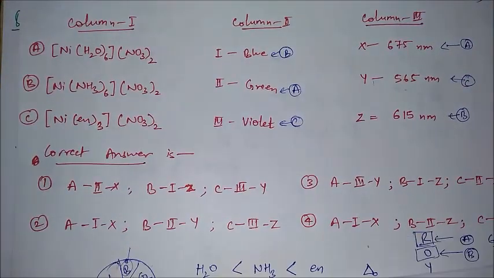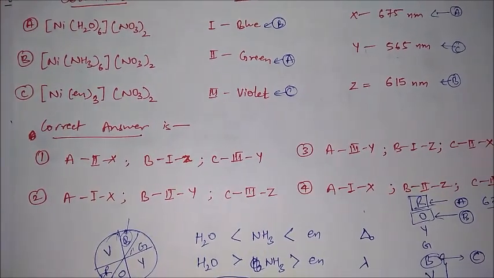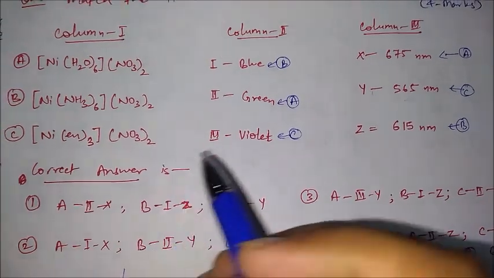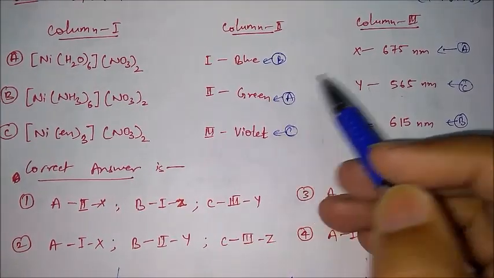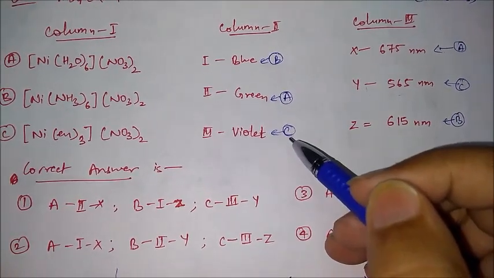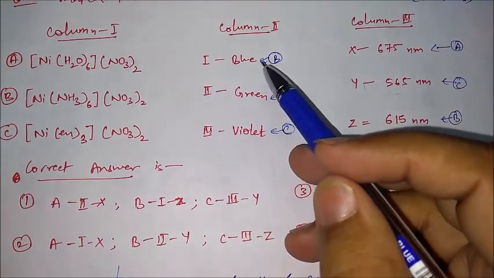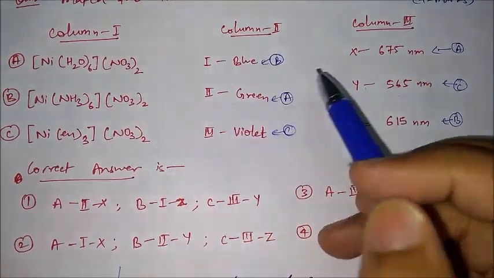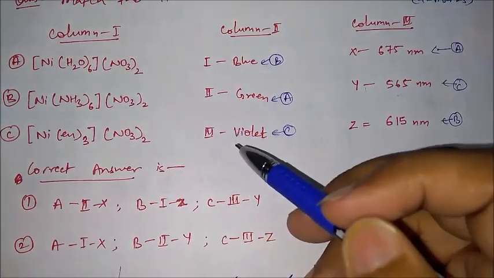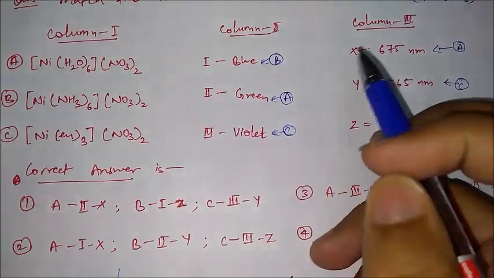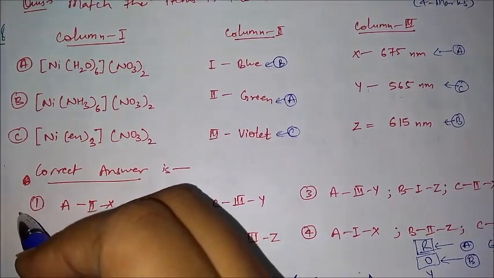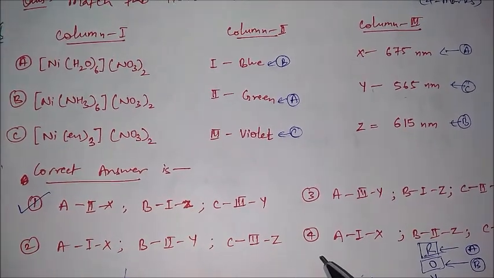Now let's check the options. If we check the options, you will see that A is connected to 2 and then A is connected to X, so that is matching our options. So this one is true. Now let's check for B. B is matching to 1, and then B is Z, so B1Z is also correct. And for C, we have 3, so C3, and then Y, so C3Y. This is the correct option. So option number A, or option number 1, becomes the correct option for this question.